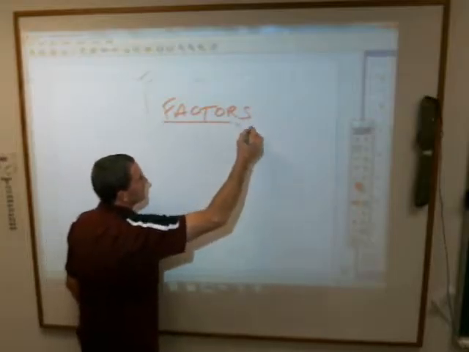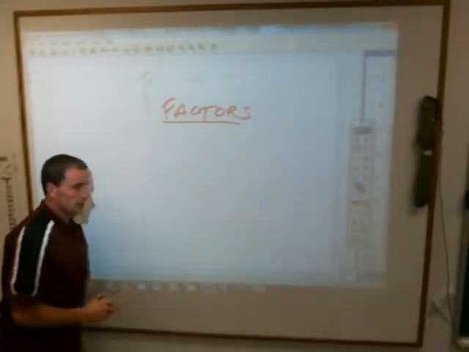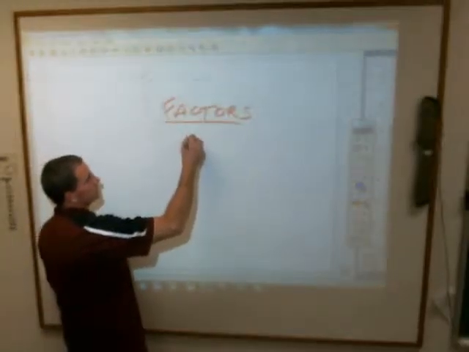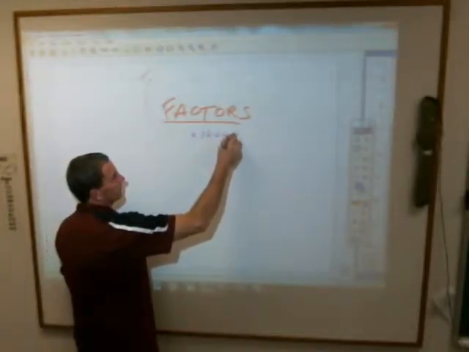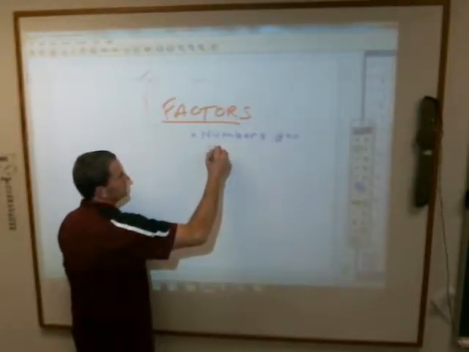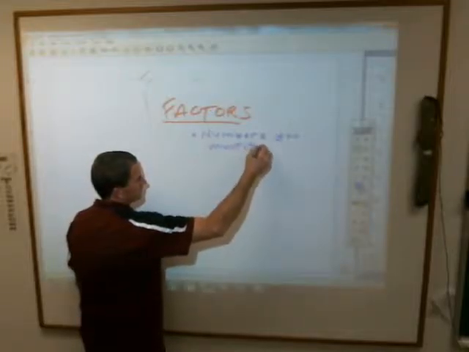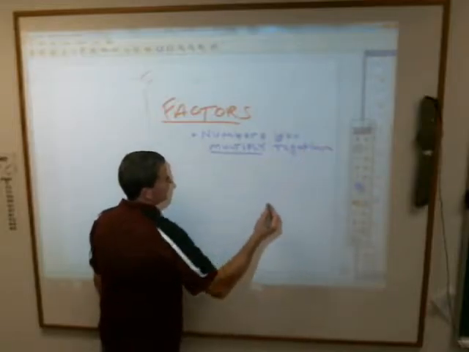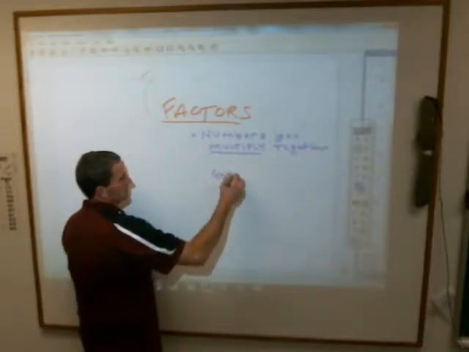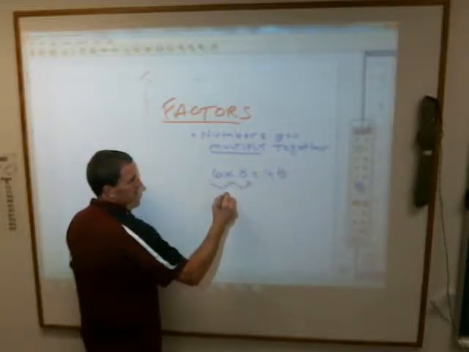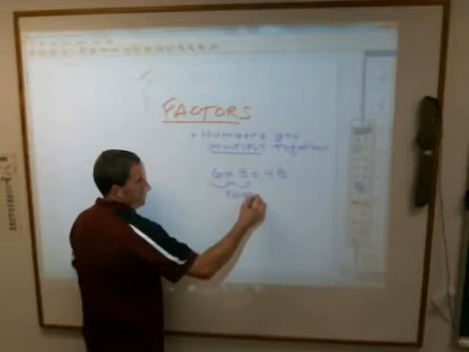Factors. Anybody know what factors are by chance? Sophia? What's that? Yep, it's numbers you multiply together. Multiply is the key there. For example, when you have the problem 6 times 8 is 48, these two numbers right here are what we call the factors.